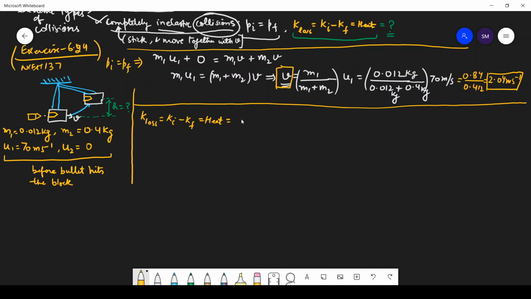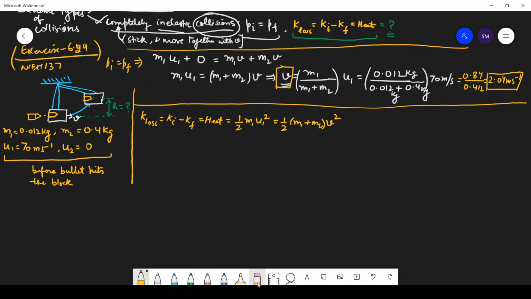So what is the initial kinetic energy? Initial kinetic energy is half m1 u1 square plus half m2 u2 square, but u2 is 0. So the kinetic energy of the mass at rest, this block, was 0, right? That is equal to the final kinetic energy. What is the final kinetic energy? Both of them are moving together with the same velocity, so I can write it as half m1 plus m2 into v square. Is this clear?